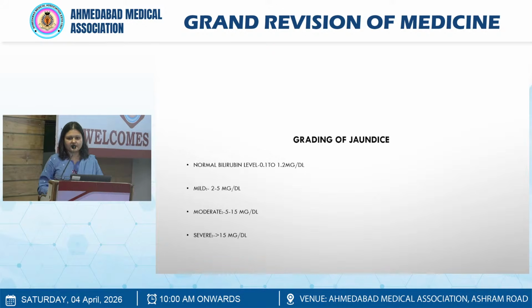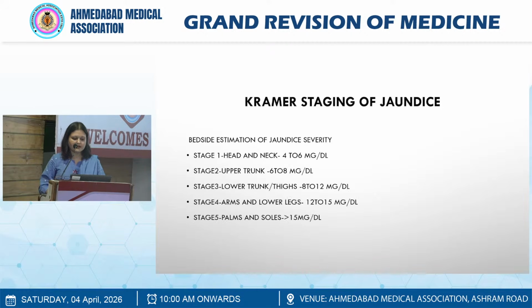Now how to grade the jaundice? For that you should know the normal bilirubin level, that is 0.1 to 1.2 milligram per deciliter. Mild jaundice is when bilirubin level is 2 to 5 milligram per deciliter. Moderate, when bilirubin level is 5 to 15 milligram per deciliter, and severe when the bilirubin level is more than 15 milligram per deciliter.